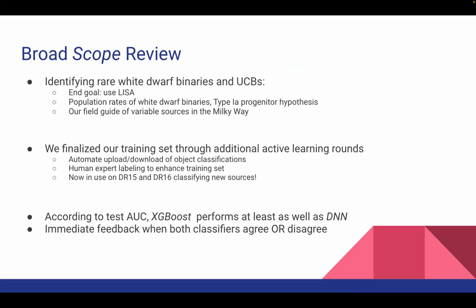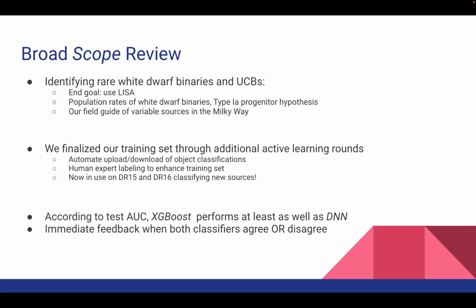So we've discussed why identifying these ultra-compact binaries is useful. Initially, the end goal is to compare 2 independent measurements, gravitational and electromagnetic, of course, but in the meantime, there are a lot of things we can do. We can estimate population rates of white dwarf binaries and hopefully prove the type 1a progenitor hypothesis, that is that these 2 white dwarfs might merge into type 1a supernovae if they're very large white dwarfs. We can also, of course, contribute to our field guide of variable stars in the Milky Way.